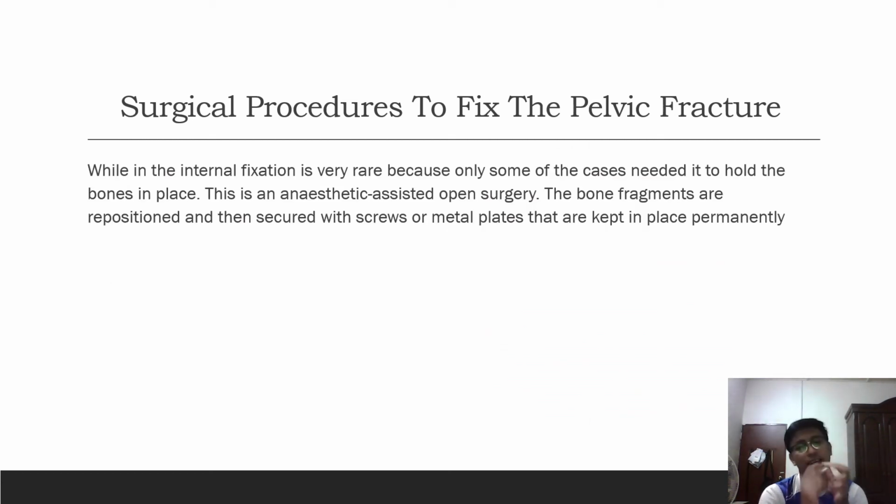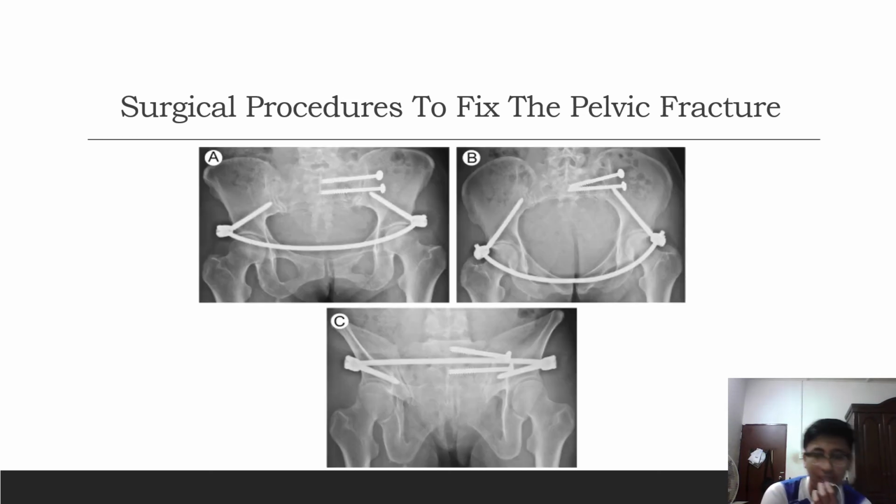Next, internal fixation is very rare because only some of the cases need it to hold the bones in place. This is anesthetic-assisted open surgery. The bone fragments are repositioned and then secured with screws or metal plates that are kept in place permanently. This is the X-ray of internal fixation surgical procedure done to the patient for fixing the pelvic fracture.